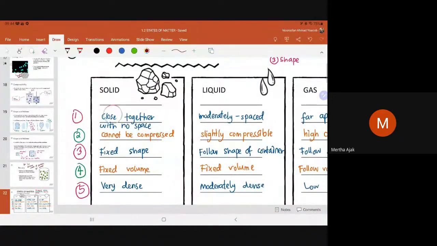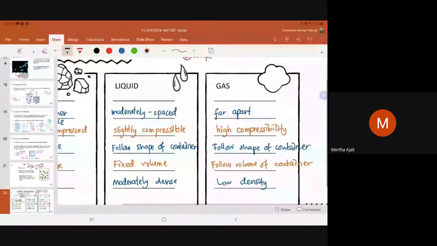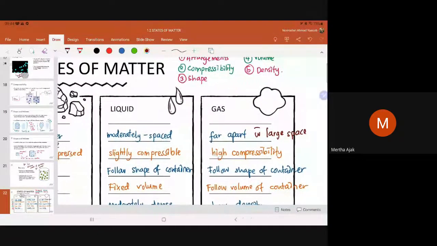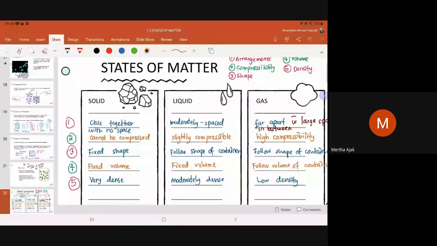Kalau solid, arrangement of particle, kita akan nyatakan sebagai close together with no space. Okay. Kalau liquid, moderately spaced ataupun kita cakap slightly packed, with small amount of space in between. Whereas gas, dia punya arrangement of particles are far apart with large space in between. Okay. So itu adalah arrangement of particle untuk solid, liquid dan gas.